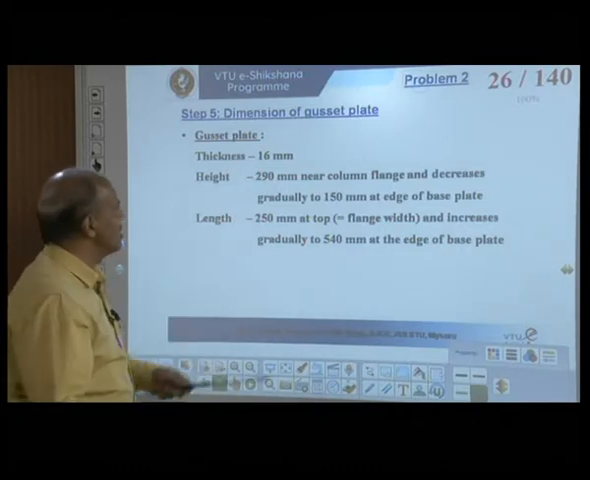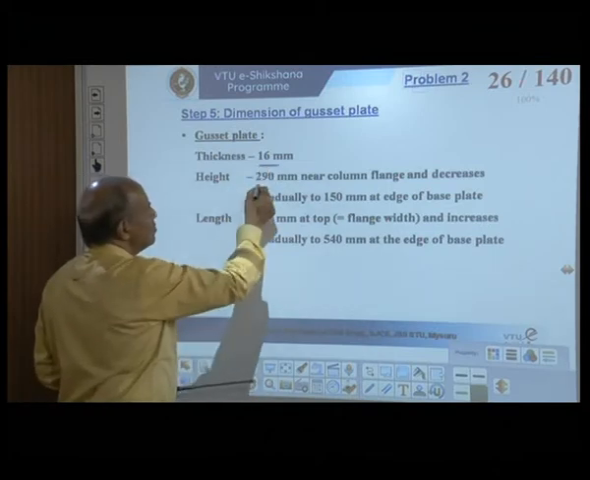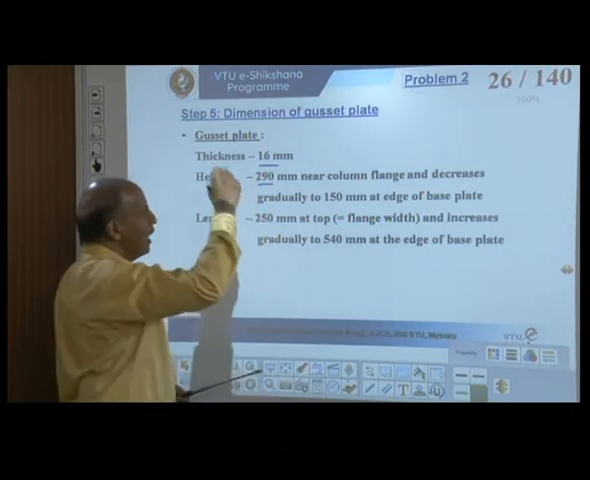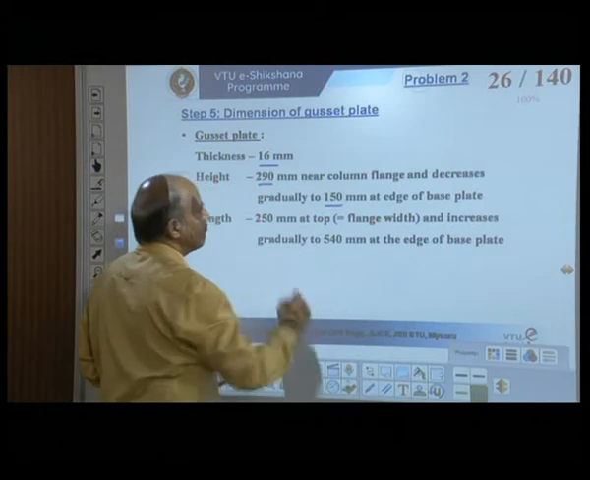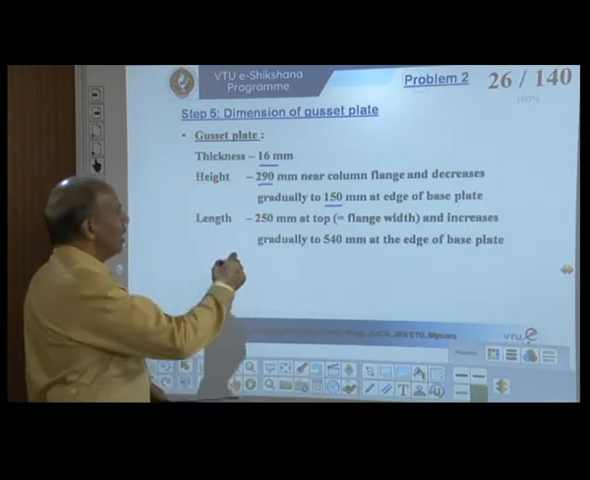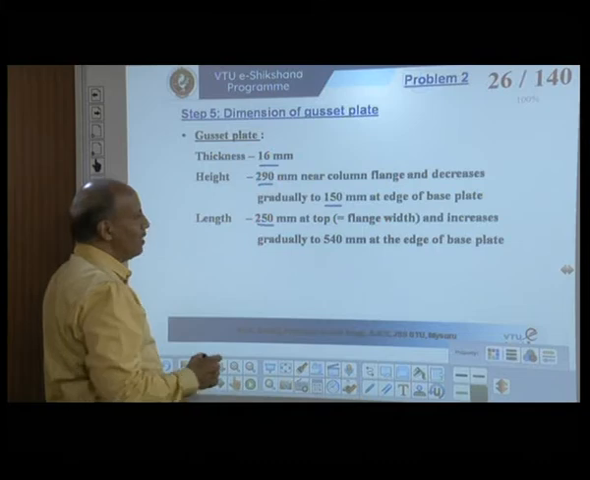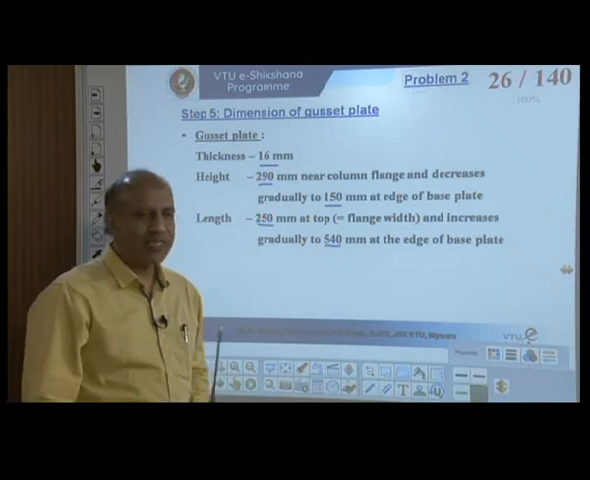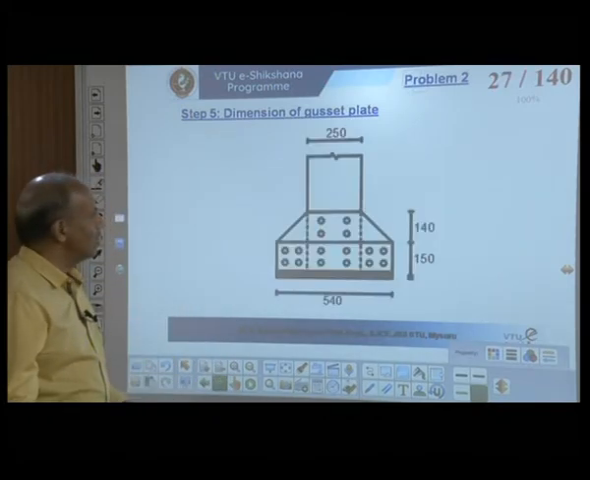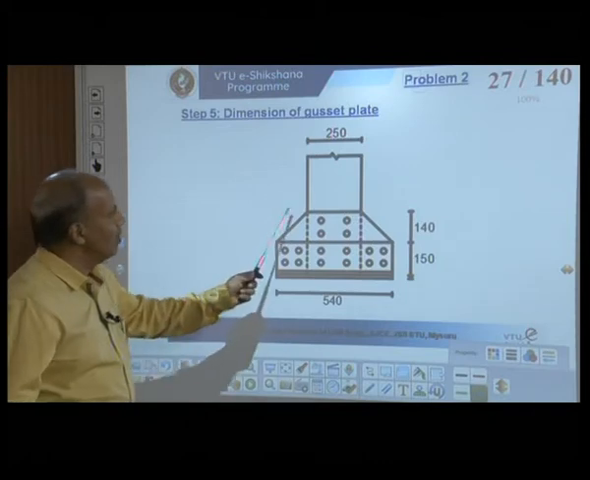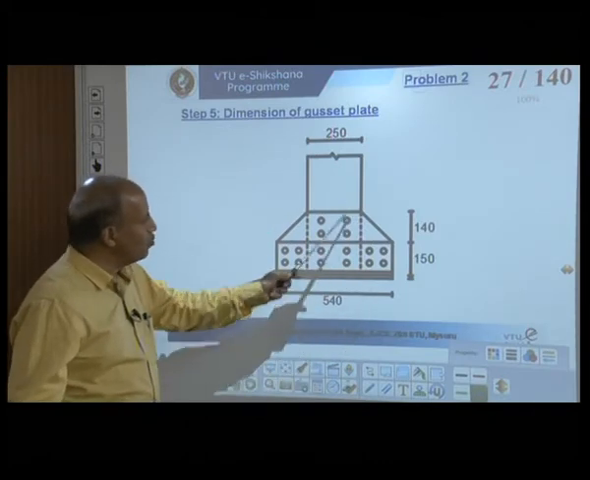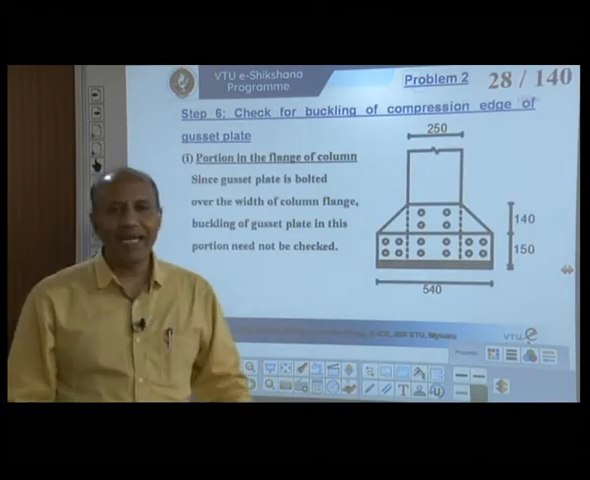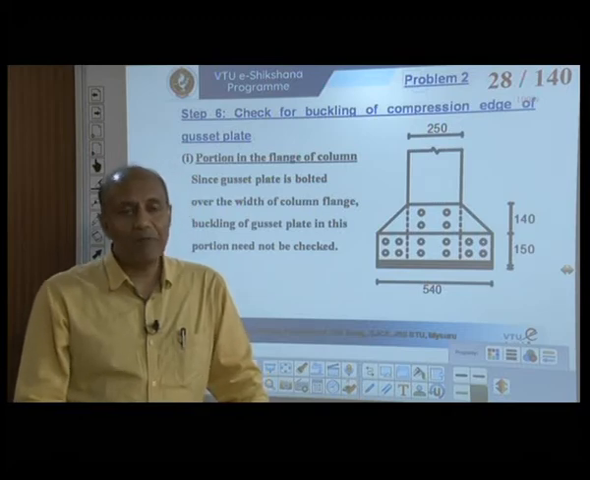Again to summarize the dimensions of the gusset plate: we had said thickness is 16 millimeters, height 290 millimeters near the column flange, and then it reduces to 150 at the edge of the plate. Coming to the length, 250 millimeters at the top flange, and gradually increases to 540, correct. So, we had just discussed this, and I am just giving you this in figures: 250 to 540 and 290 to 150, same figure. Now, the next one is, please understand that the gusset plate will be subjected to compression.